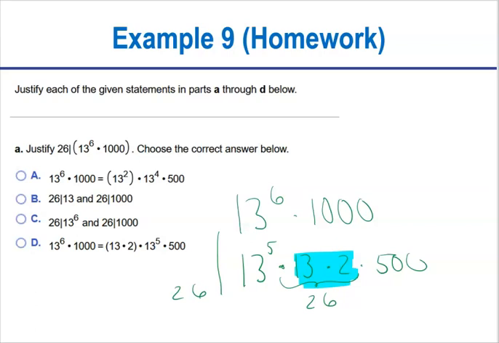Now we've got to justify it. Which one is correct? Well, look at this breakdown down here. There's our 13 times 2. There's our 13 to the 5th, and there's our 500 right there, just written in a different order. So D is the answer to this one. And again, I've got a couple more of these that are very, very similar.